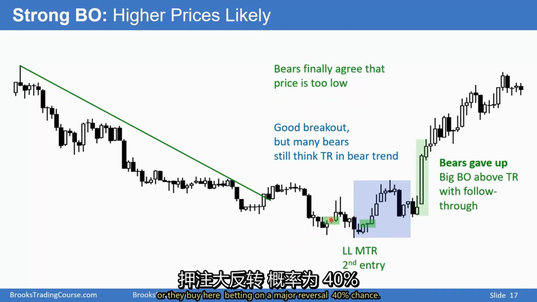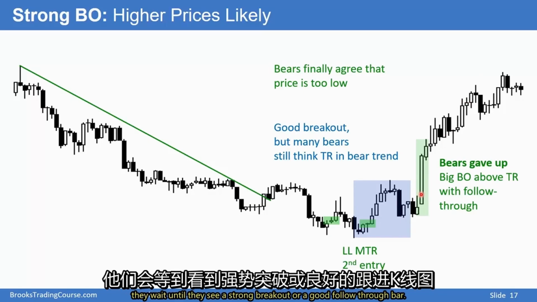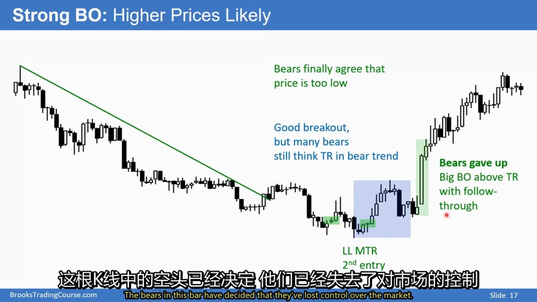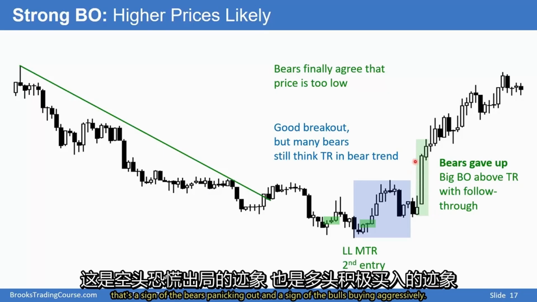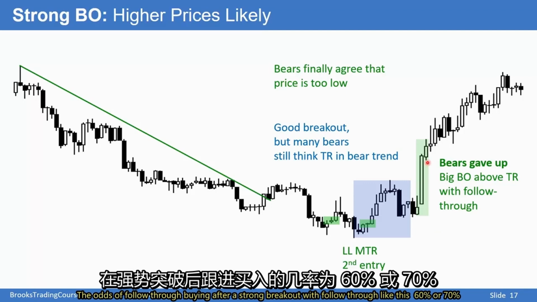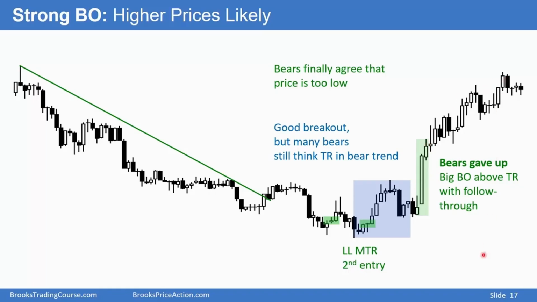Bulls, they either buy here, or they buy here, betting on a major reversal, 40% chance. If they want higher probability, they wait until they see a strong breakout or a good follow-through bar. The bears are giving up. The bears in this bar have decided that they've lost control over the market. A very big bull bar, that's a sign of the bears panicking out and a sign of the bulls buying aggressively. The odds of follow-through buying after a strong breakout with follow-through like this, 60 or 70%, that if you buy here or here, you're going to get some kind of a measured move up.